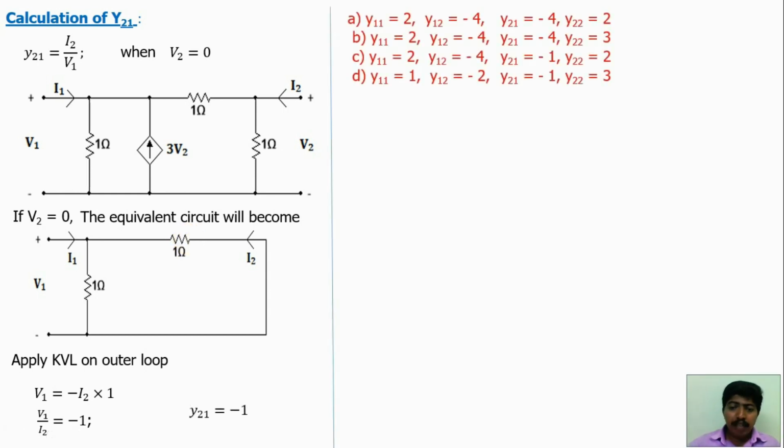So among the given options, option D is already eliminated. Now Y21 is equal to minus 1 ohm. So options A and B are wrong. So option C is correct. Okay. This is the procedure for the calculation of Y parameters from the given circuits.